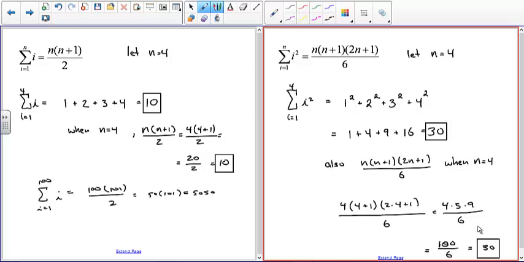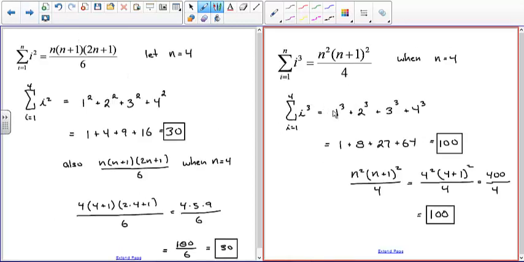Okay, that's all we're doing here, we're just demonstrating that it works. And the final one, i cubed, that's 1 cubed plus 2 cubed plus 3 cubed plus 4 cubed, which is 1 plus 8 plus 27 plus 64, which adds up to be 100. And if we use the formula instead, we'll get 4 squared times 5 squared divided by 4. So 4 squared is 16. 16 times 25 is 400. 400 divided by 4 is 100. So we get the same number again. So those are the equations that we're going to use in our demonstration here.